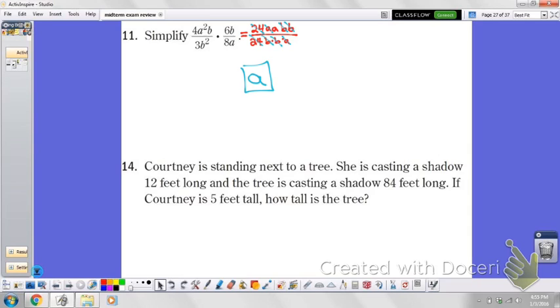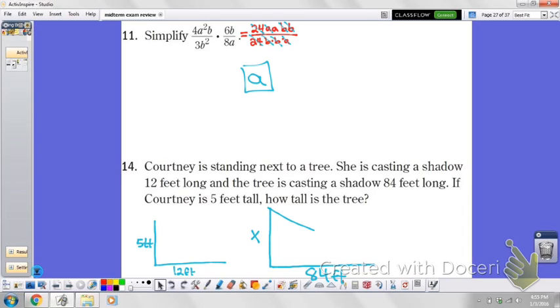Number 14 says, Courtney is standing next to a tree. She is casting a shadow 12 feet long, and the tree is casting a shadow 84 feet long. If Courtney is 5 feet tall, we need to find out how tall the tree is. So we have Courtney, and Courtney is 5 feet tall. She's casting a shadow that is 12 feet long. And then we have this tree. We don't know how tall that is, but we know it casts a shadow of 84 feet.